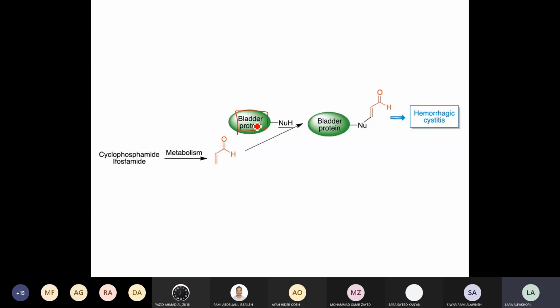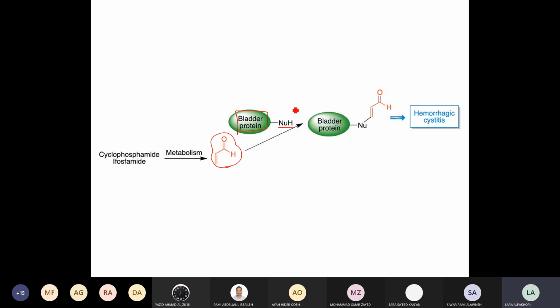So the kidney cytotoxicity, or nephrotoxicity, associated with cyclophosphamide and ifosfamide is because the acrolein that is a byproduct produced by metabolism of those two drugs can specifically interact with bladder protein, giving rise to modification of these proteins that leads to hemorrhagic cystitis.